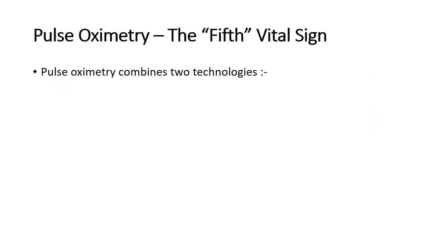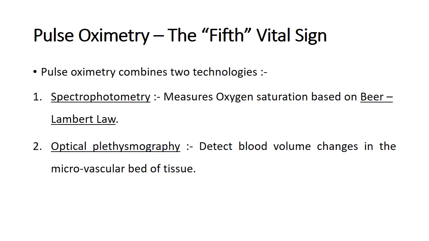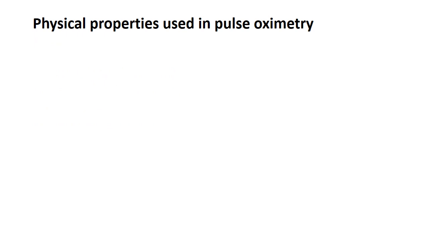Pulse oximetry is the fifth vital sign, and it is based on two technologies. One is spectrophotometry, which measures the oxygen saturation based on the Beer-Lambert law, and the other is optical plethysmography that detects the blood volume changes in the microvascular bed. There are the following types of oximetry: transmission pulse oximetry, which we will discuss in detail in this class, then reflectance pulse oximetry, co-oximetry and transcutaneous oximetry.